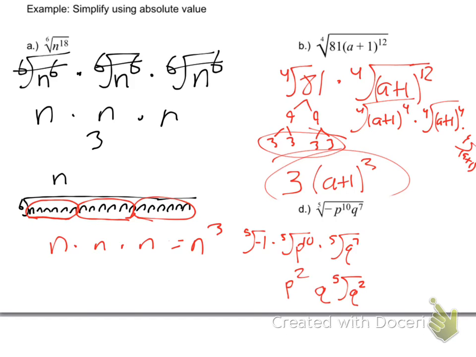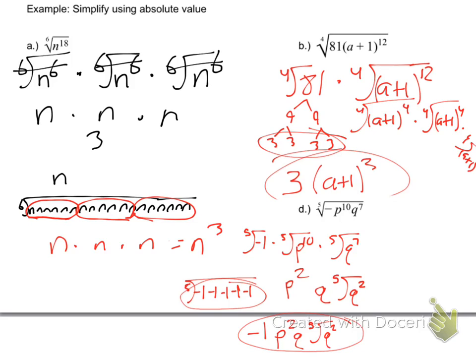Yeah. And if I can make a party of 5, that means who gets to leave? Negative 1 gets to leave. So when they group up, it becomes negative 1 p squared q with the fifth root of q squared. Or you don't need to write negative 1, you put negative p squared q fifth root q squared. Okay?